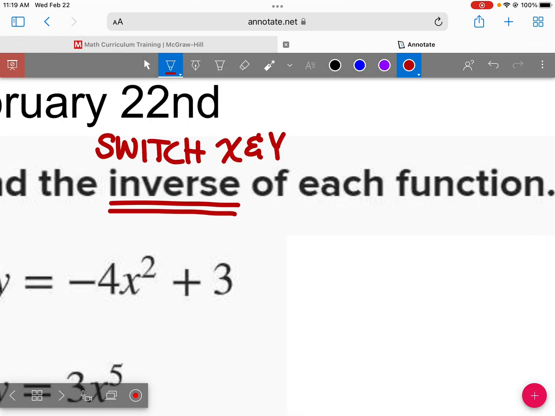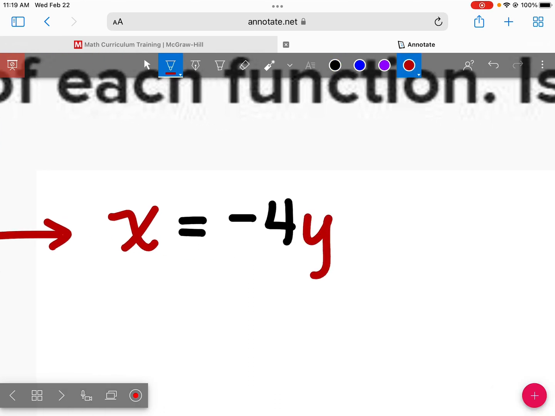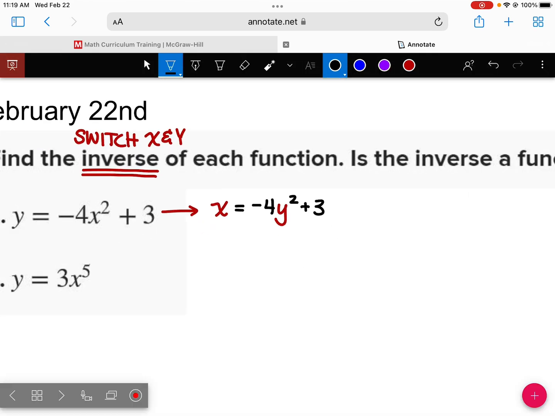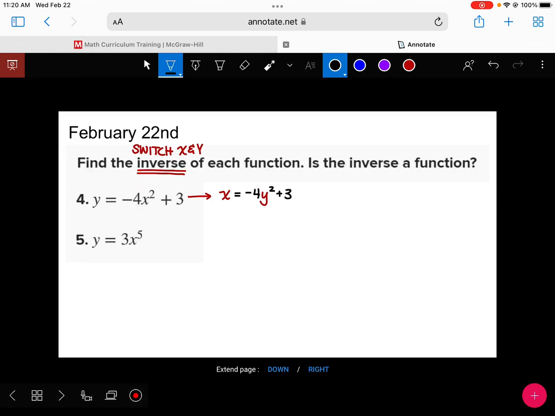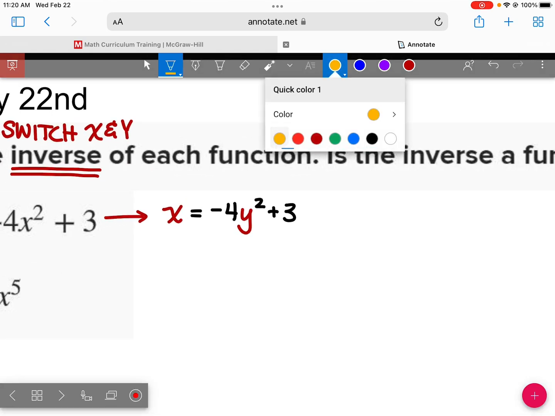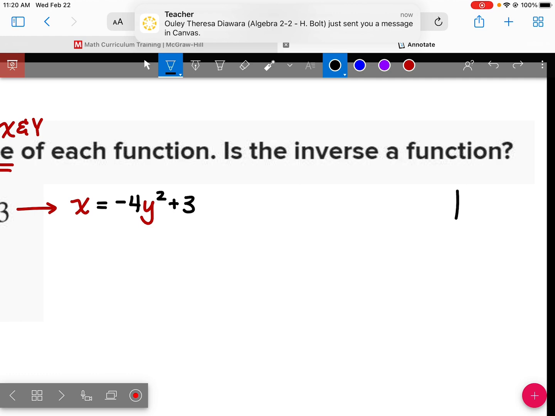So on number 4 right here, this is going to become x equals negative 4y squared plus 3. After we switch x and y, we need to isolate y. We got a whole bunch of stuff going on over here. I'm going to have to get rid of the negative 4, get rid of the squared, and get rid of the 3. And I have to make sure that I do this in the right order.